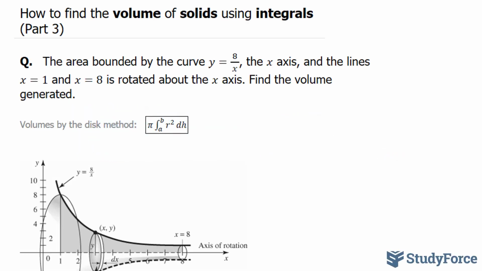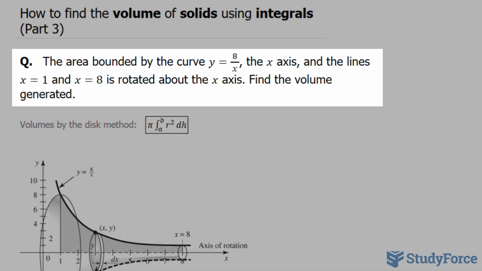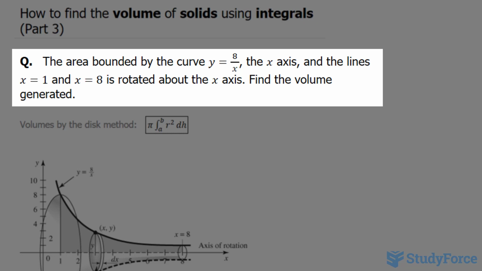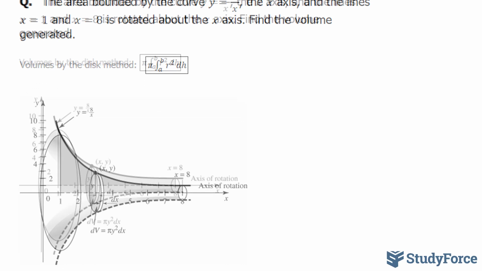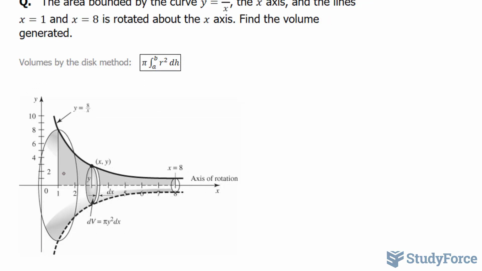In this lesson, I'll show you how to find the volume of solids using integrals. This is part 3. The question reads: the area bounded by the curve y is equal to 8 over x, the x-axis, and the lines x is equal to 1 and x is equal to 8 is rotated about the x-axis, forming this 3D shape. We're expected to find the volume generated after we form this shape.